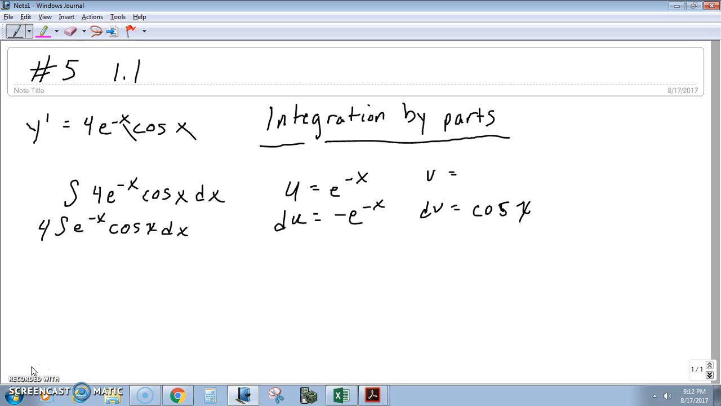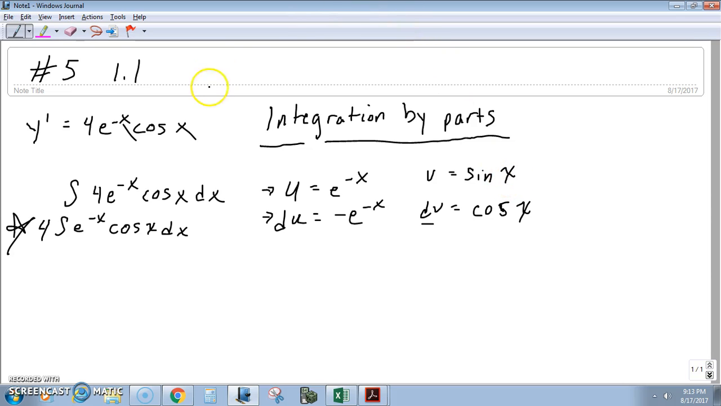So the first thing I did was here. I took out my 4 because I didn't want to deal with the 4 on the inside, and maybe I shouldn't have, maybe this is where I made the mistake. So I went ahead and took that out of my integration. And then I picked e to the negative x to be my u. I picked my derivative here. Well, I didn't pick it, I guess I just did it. Negative e to the negative x. Then I chose dv to be the cosine of x. So obviously my v is just sine of x.